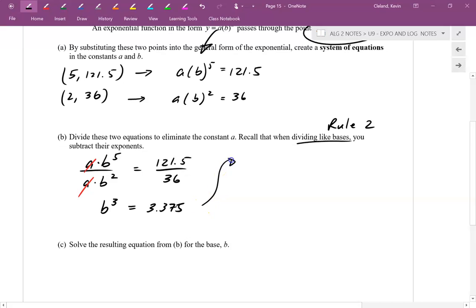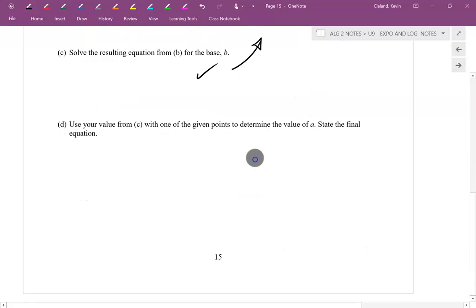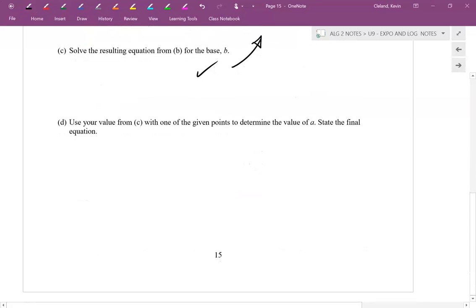That means that b equals the cube root of 3.375, which means that b equals 1.5. That's step C, so I'm done there. I can just move on and solve for A. So now you can use either point. I'm going to choose the smaller one, 2 comma 36. Remember, this is an x, this is a y, and we now know b. So again, we know 3 out of the 4 values. We can use that information to find the fourth.